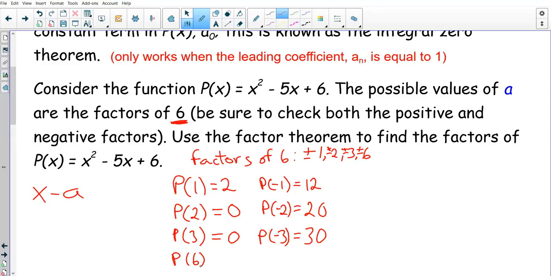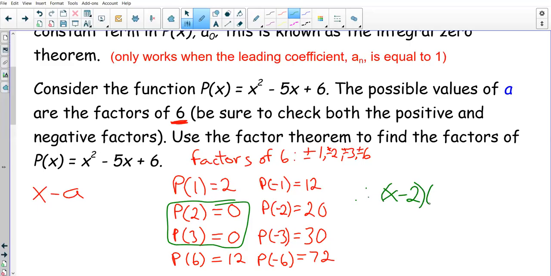And did I say P of 9? I should have said P of negative 3 is going to give us 30. P of 6, so we're going to get 36 minus 30 plus 6, so that's 12. And P of negative 6, so that's going to be 36 plus 30, so 66 plus 6 is 72. So we can see using the factor theorem that x minus 2 and x minus 3 are factors of our function p of x equals x squared minus 5x plus 6.